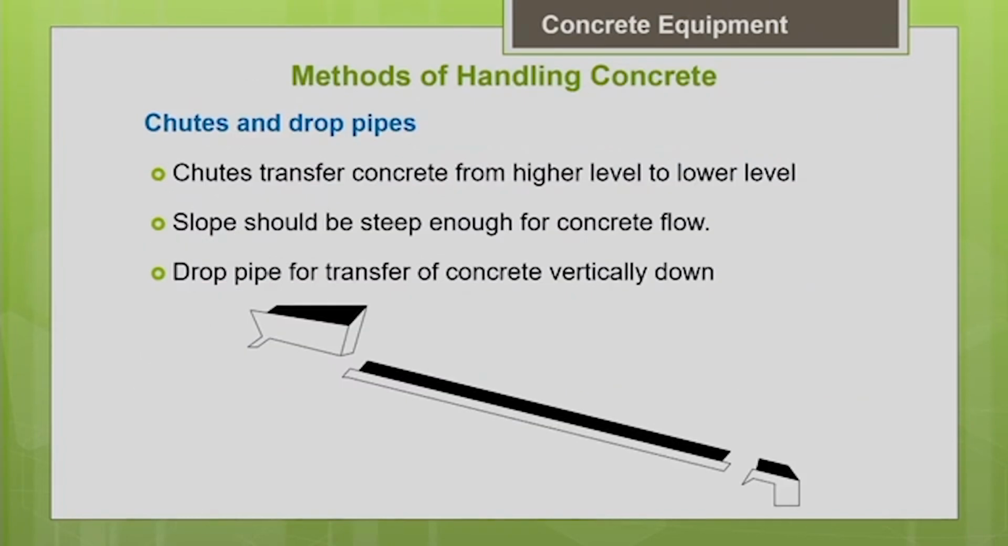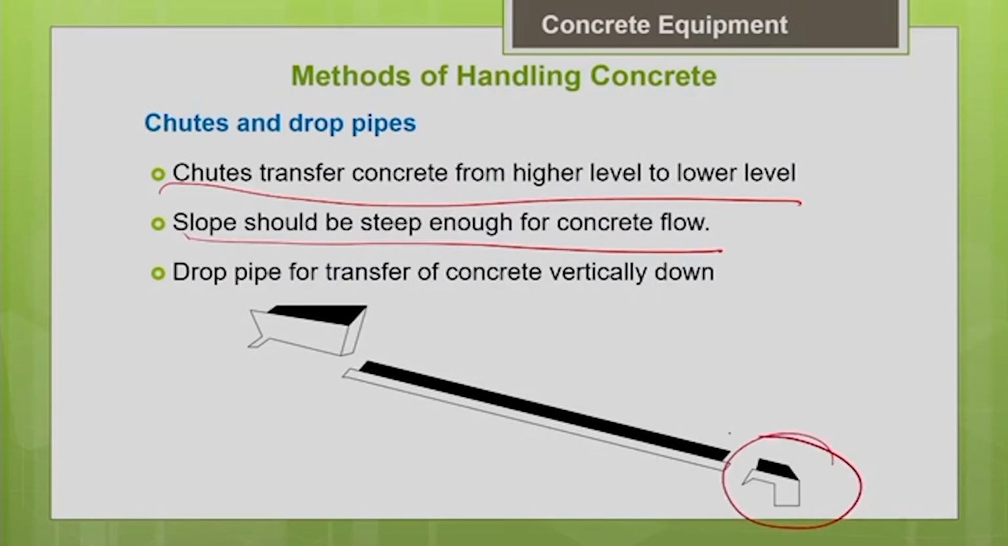Chutes are nothing but pipelines which are commonly used to convey the concrete from a higher level to a lower level. You should place them in such a manner that the steepness of the slope is sufficient to facilitate the flow of the concrete. The slope should be steep enough to allow the flow of the concrete. At the end, as I told you, you should make some arrangement for vertical end discharge. Though the flow will be inclined, at the end you have to provide a vertical drop down pipe for vertical end discharge.